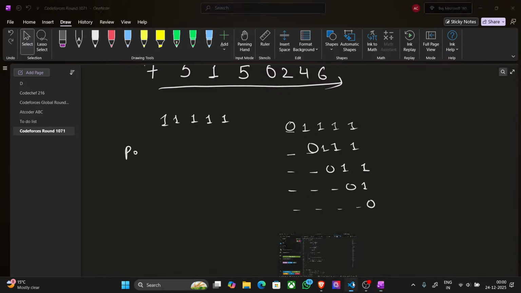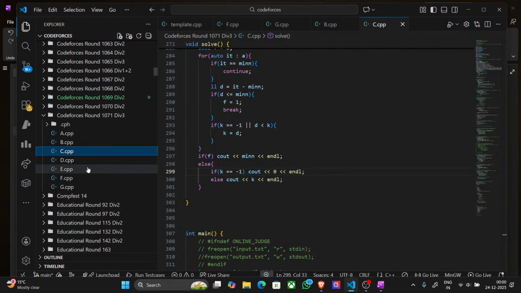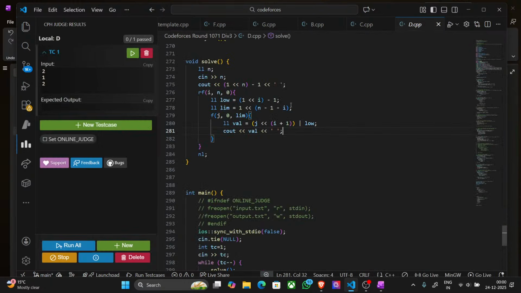What is the code for this problem? I have taken n as input, then I have outputted the maximum element 2 raised to power n minus 1. Then I have iterated in the reverse order from n to 0, because I need to find the maximum bit first, because I have the leftmost significant bit. To find the most significant bit, I have iterated in the reverse order.